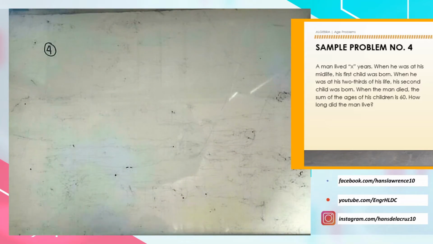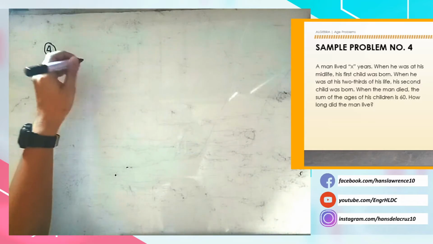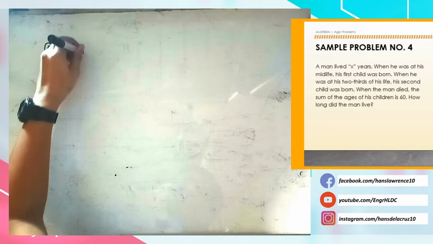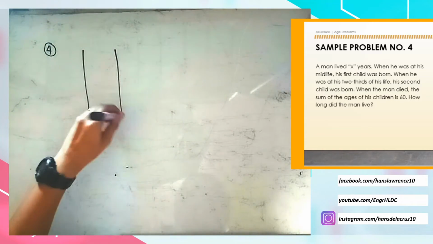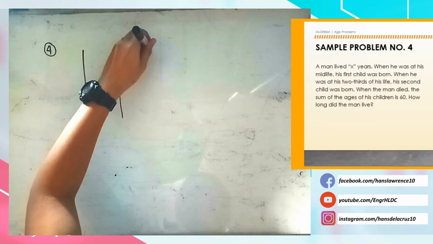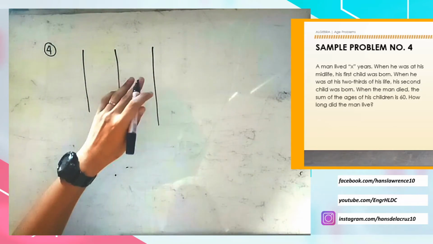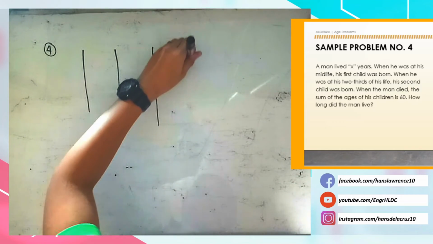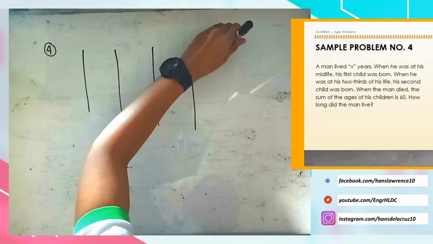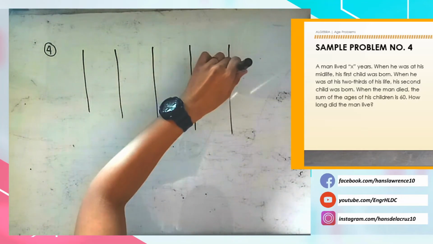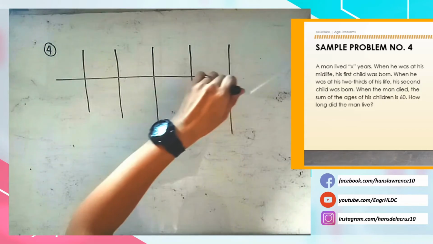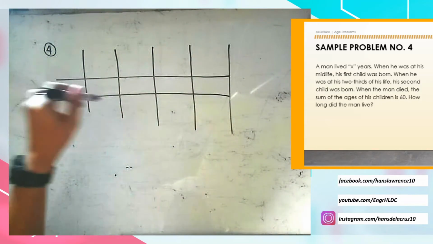Okay, so gagawa ako ng 4 na time frame. So that is nung pinanganak siya. Ito yun. So 0th year. And then nung nasa kalahati na siya nung edad niya, which is x over 2. Nung nasa 2/3 of his life na siya, and then nung namatay siya. Okay, and then tatlong rows para sa tatlong characters.